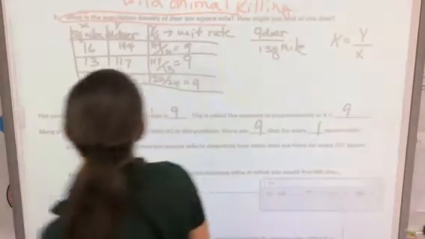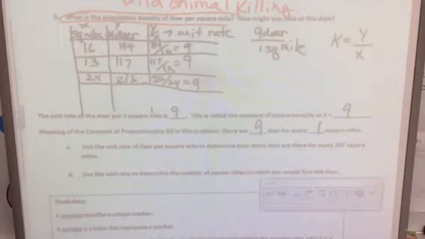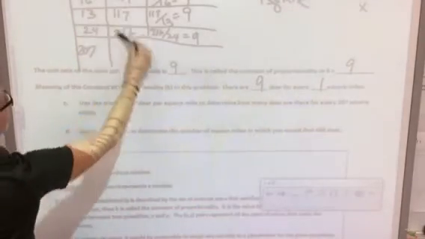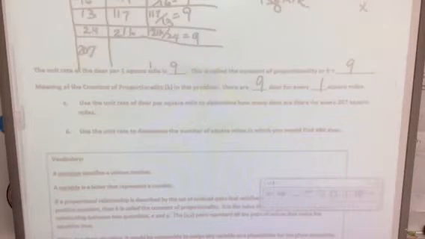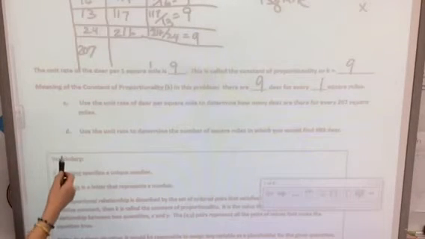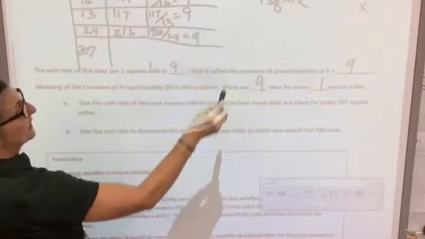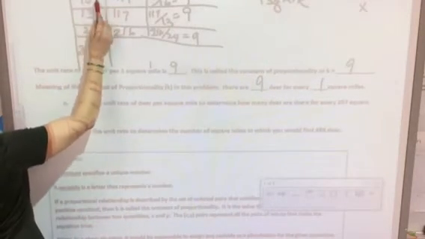Then it says use the unit rate of deer per square mile to determine how many deer there are for every 207 square miles. What we could do is put the 207 square miles in a table and figure out how many deer that would have to be in a 207 square mile area, not radius. Here we know that if we take the unit rate K, 9, the constant of proportionality, and multiply 9 times 16, we get 144.